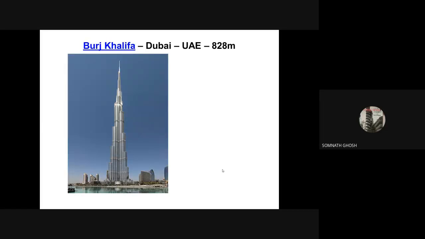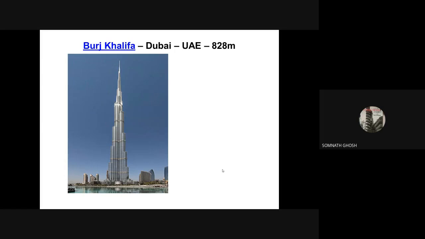Now, this is a photograph of the tallest building in the world that you all know, Burj Khalifa. Maybe some more are coming up, but officially I know about it. It is in Dubai and 828 meters high.